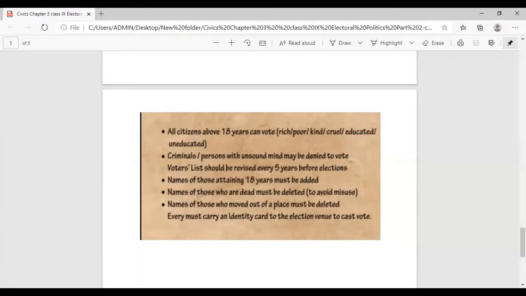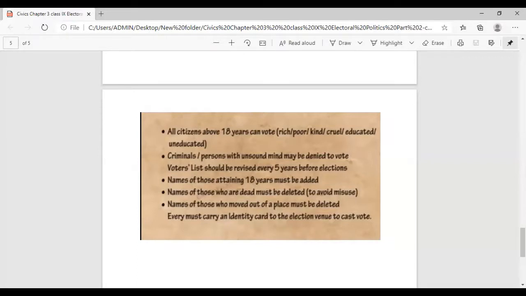The second point is that candidates who have criminal records or unsound mind may be denied the vote, but that happens very rarely. The third point, the list of eligible voters is prepared long before the elections actually take place. And this list is called the voters list or electoral roll.